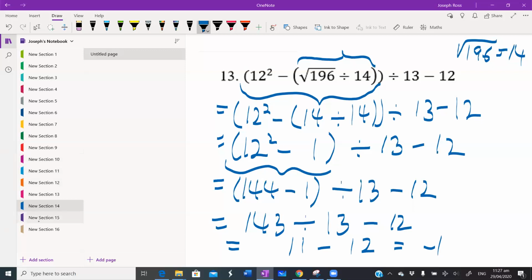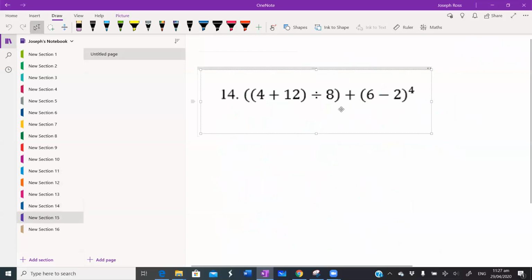Okay, question 14. So here we've got 4 plus 12 inside a bracket divided by 8. All of that first part of the question is inside a bracket. And then we've got plus 6 minus 2 to the power of 4. So do we have any brackets? Yes, we do. We've actually got 3 sets of brackets. So that will need to be done before anything else.